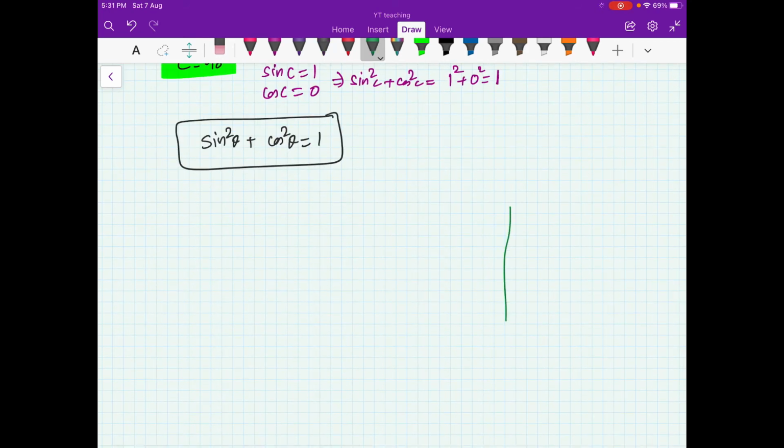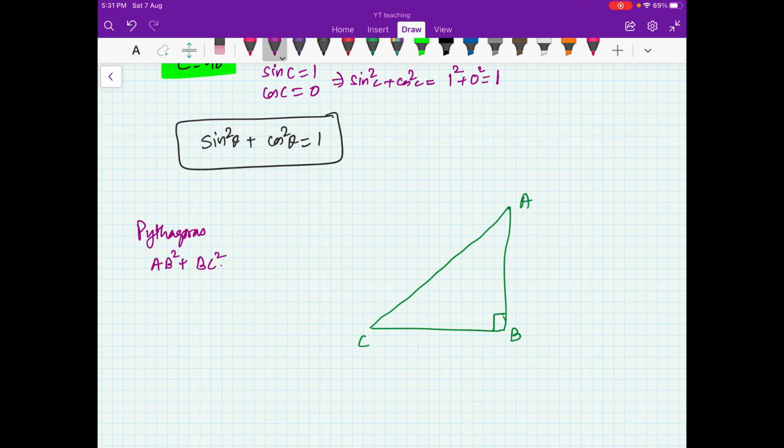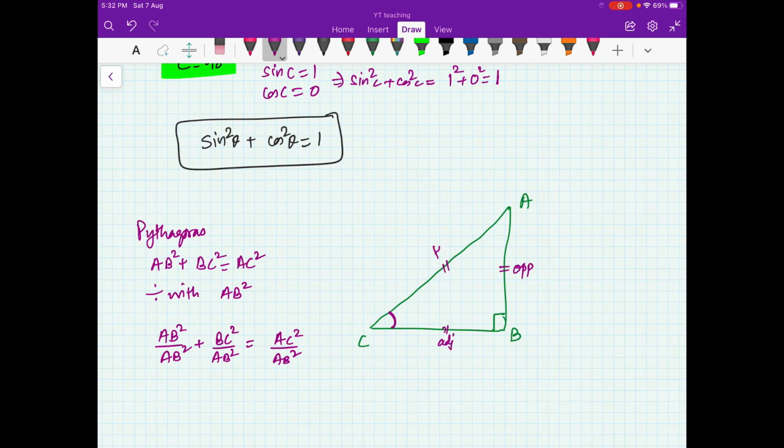So again I will consider the triangle ABC, right angle at B. Again I will apply Pythagoras theorem. So we will have AB square plus BC square is equal to AC square, and here I will divide with AB square. If I divide with AB square, what do I get? I get AB square upon AB square plus BC square upon AB square is equal to AC square upon AB square, right?